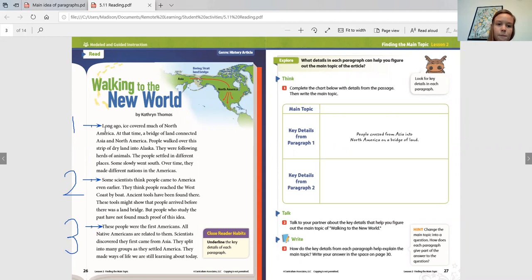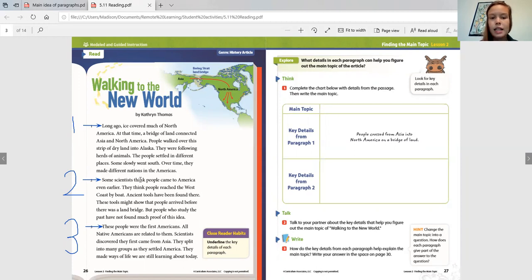All right, we're down here. Long ago, ice covered much of North America. At that time, a bridge of land connected Asia and North America. People walked over this strip of dry land into Alaska. They were following herds of animals. The people settled in different places. Some slowly went south over time. They made different nations in the Americas.